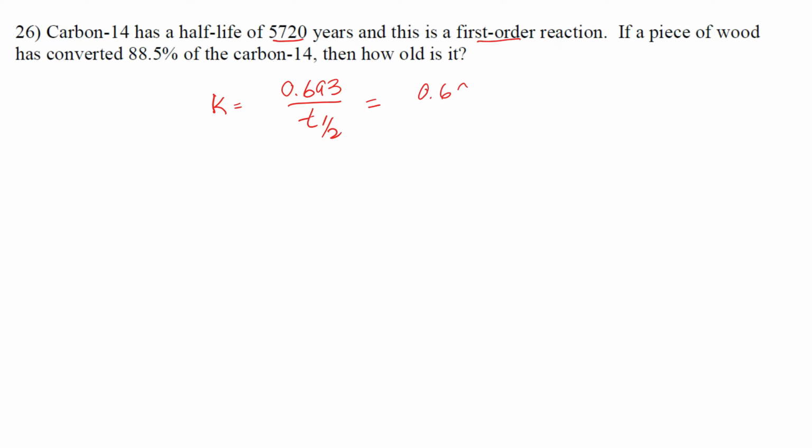Let's plug this in and determine K really fast. 0.693, our half-life is 5,720 years. So our K is going to be 0.000121 years to the -1, or 1 over years. That's a pretty slow rate, but that's a pretty long half-life, 5,720 years. So now that we have the K for this reaction, we can move forward with the rest of the problem.